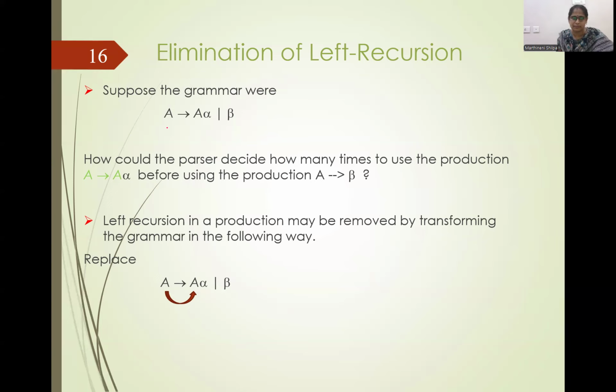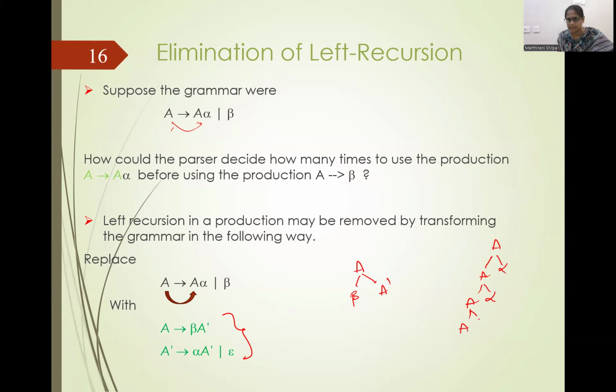If the grammar is in this form, A derives A alpha or beta, as I said earlier, this A and A are the same, so we can transform this like this. These are the two production rules. These are not having any left recursion. See, let me explain. A derives beta A dash, because in the left recursion A derives A alpha, A derives A alpha in the same way, and at last A derives beta.